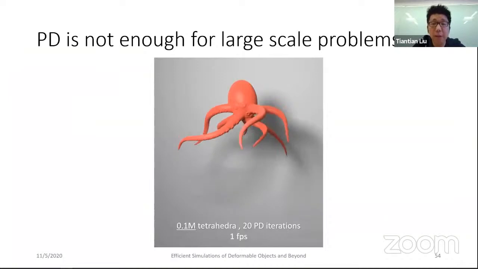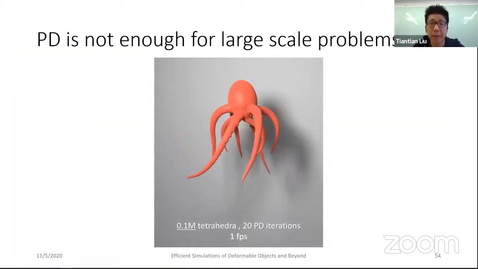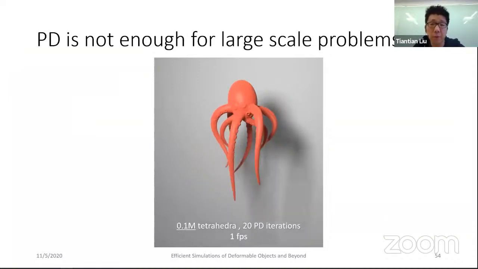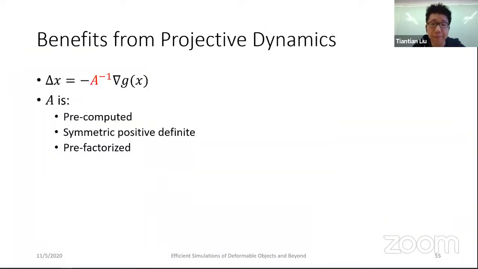There were problems in PD, as we mentioned, because PD heavily relies on its prefactorization, and this does not work too well on parallel computing hardware. In this octopus example with 0.1 million tetrahedra, 20 PD iterations will cost around a second per frame, making it impossible to interact in real time.